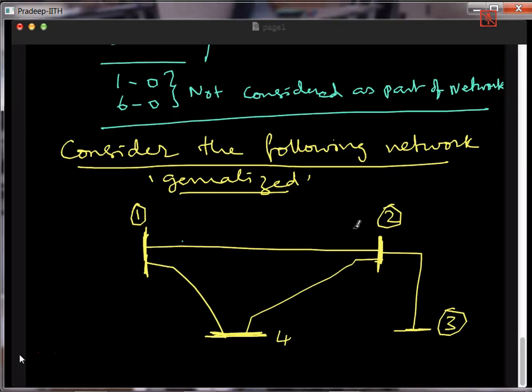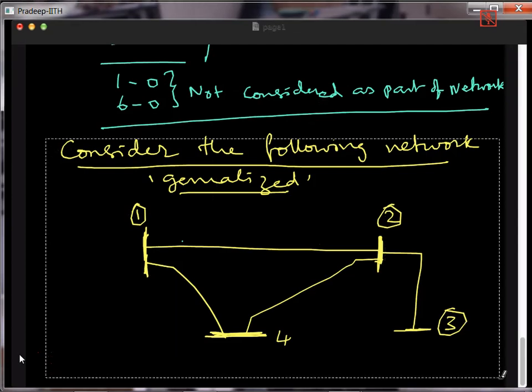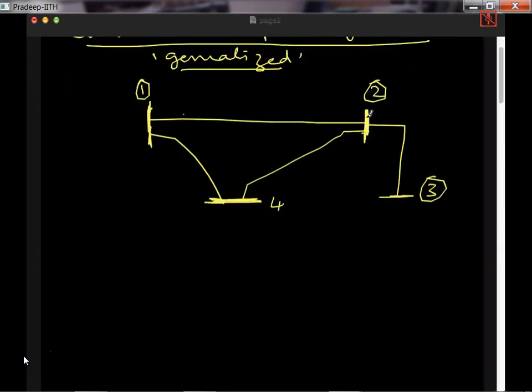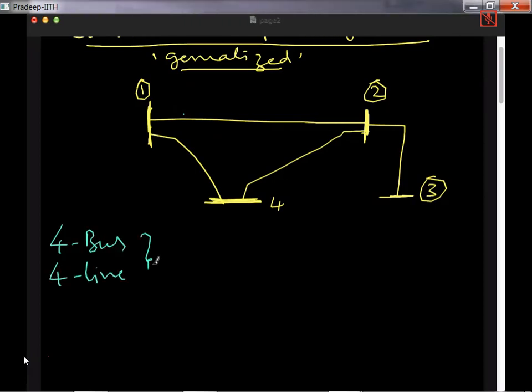Now you can ask the question. I think I have come to the end of the page, so let me take this to the next page. Now you can consider that 1 to 2 is a transmission line, 1 to 4 is another transmission line, 4 to 2 is another transmission line, and 2 to 3 is another transmission line. So we have a 4 line network.